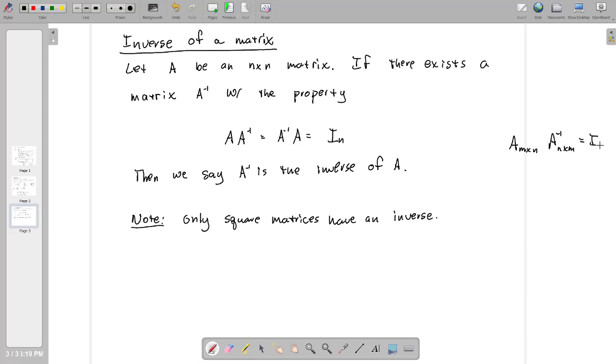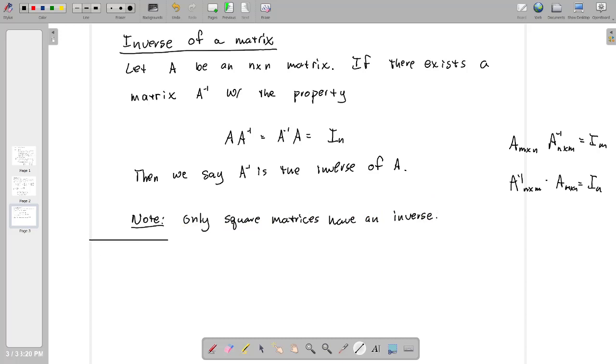But this would give us I sub m, which would be the inverse with m rows and m columns. And if we commute these two, and we have A inverse, which would be an n by m, times A, which is an m by n, we would get I sub n, which is a different number of rows and columns. The only way that these two are the same is if m is equal to n, which gives us a square matrix. So A needs to be a square matrix, which means the only matrices that have an inverse are square matrices.